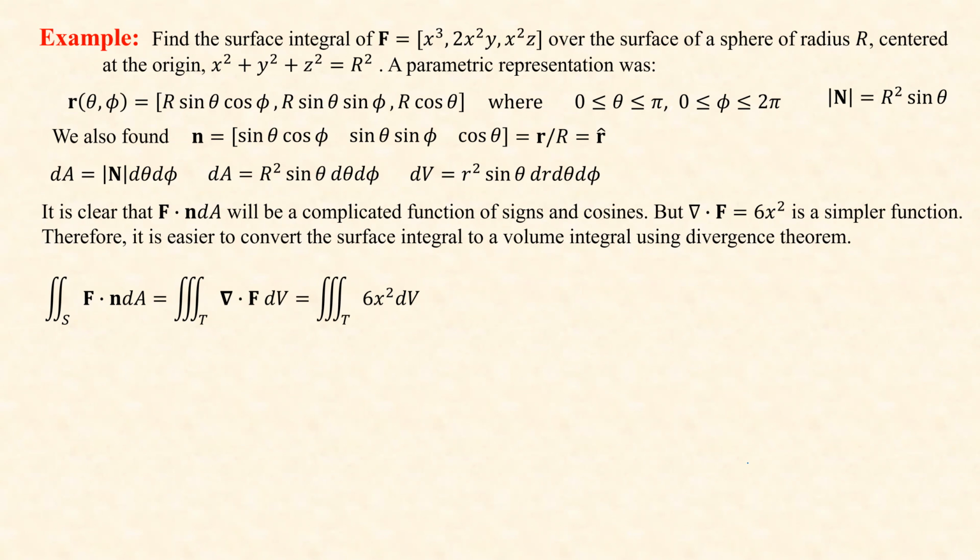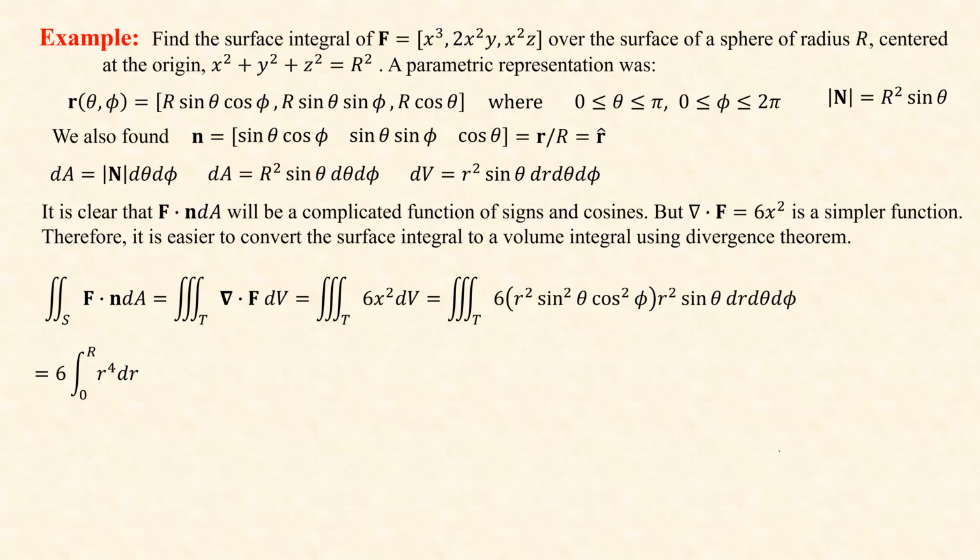And that is just 6x squared dV. And x is r sine theta cosine phi. Remember, I put uppercase R for the surface, but for the volume, lowercase r goes anywhere between 0 to the surface. So x is lowercase r sine theta cosine phi. So x squared becomes r squared sine squared theta cosine squared of phi, right? And then dV is r squared sine theta dr d theta d phi. So you see, we have r to the 4th power and sine cubed and cosine squared.